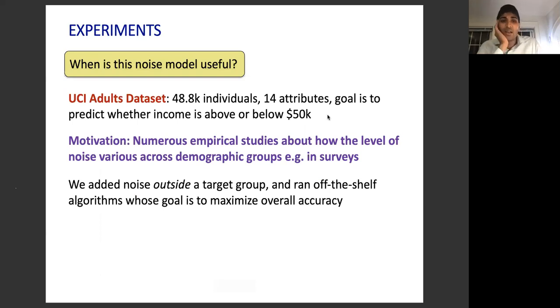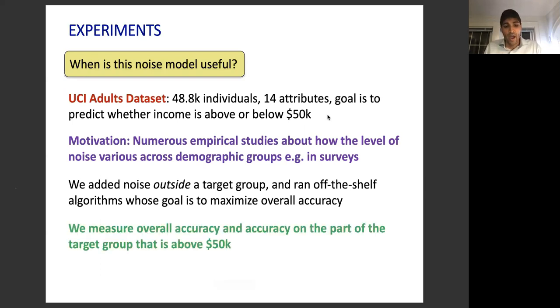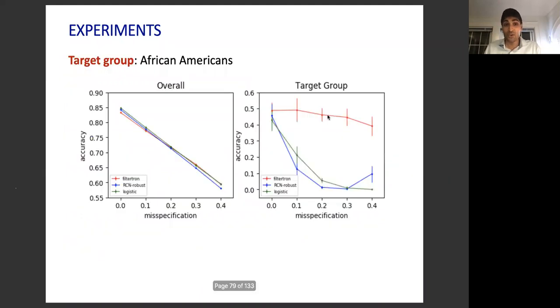What we did was a little bit strange. We took this UCI Adults data set, took some target group, which is a small minority group in this data set, and added noise outside the target demographic group. Then we ran off-the-shelf algorithms whose goal was to maximize the overall accuracy. We asked how much adding noise outside a target group affects your accuracy in that target group. And something pretty shocking happened. First, let's look at the plot on the left.